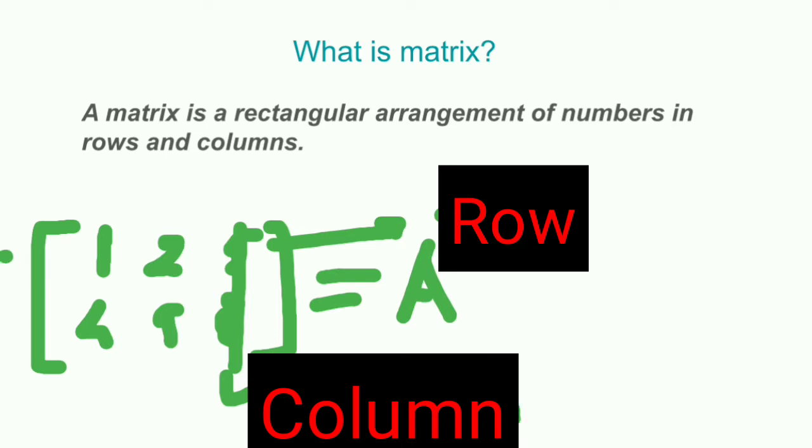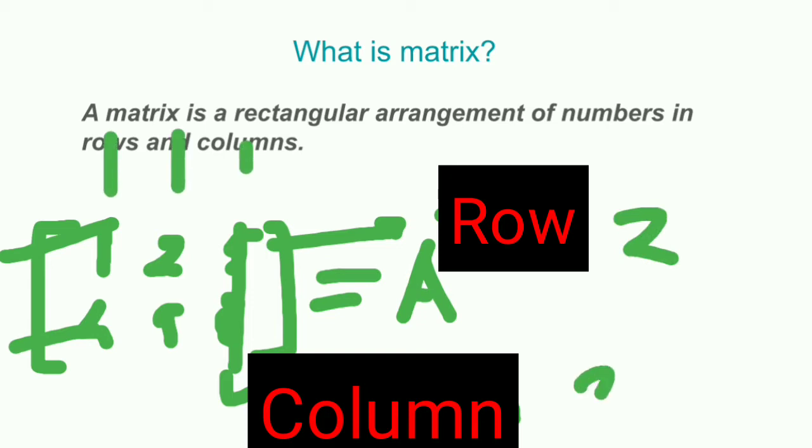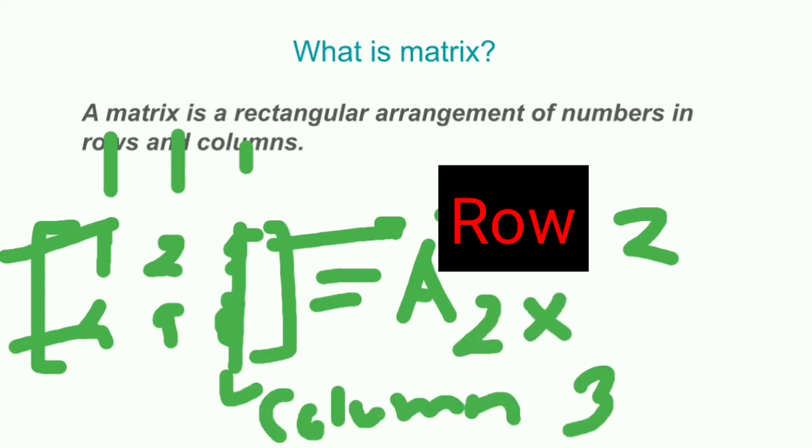Here we have two horizontal lines, that is, the number of rows is 2, and three vertical lines, that is, the number of columns is 3. So we can say the order of this matrix is 2 by 3, where 2 is the number of rows and 3 is the number of columns.